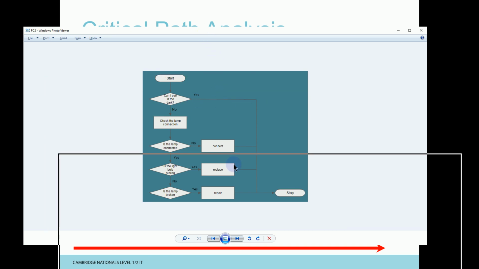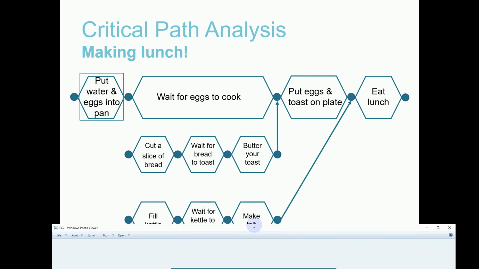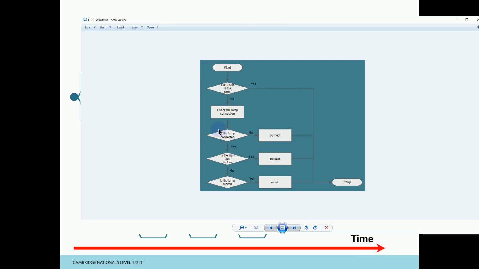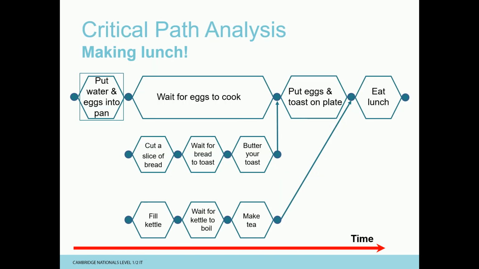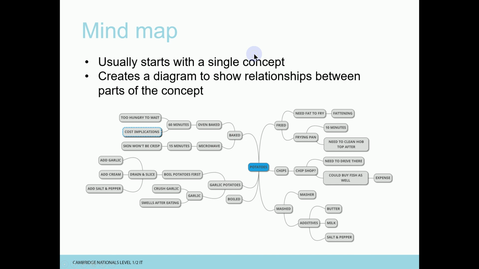And I would like you to create a flowchart that looks like that, but for this critical path analysis of making our lunch and cooking our toast and making ourselves a cup of tea. So you're going to produce a flowchart to satisfy that task. The final task is to create a mind map.